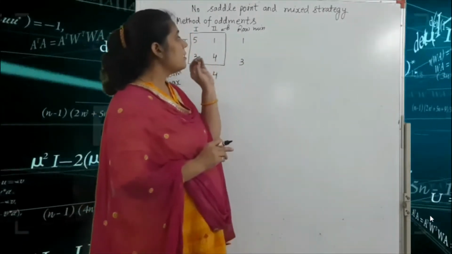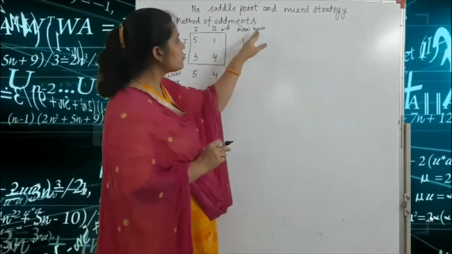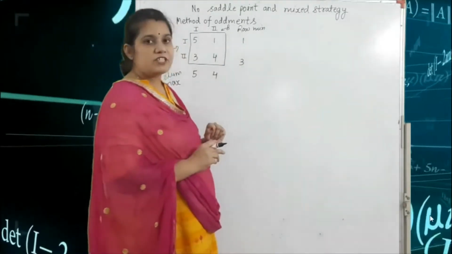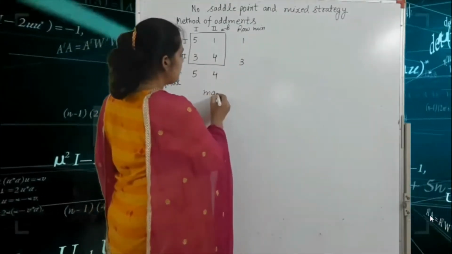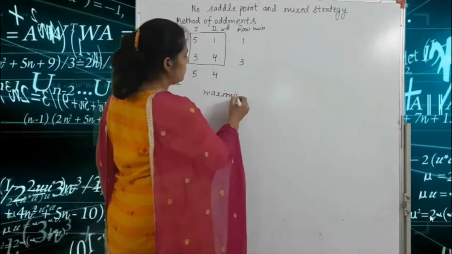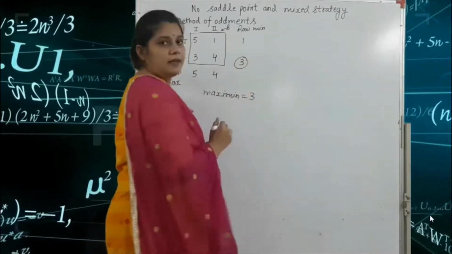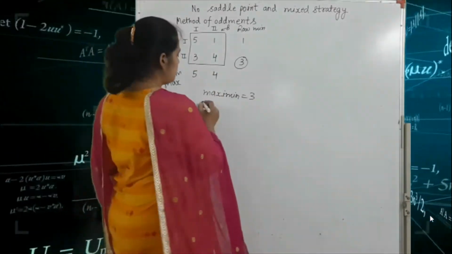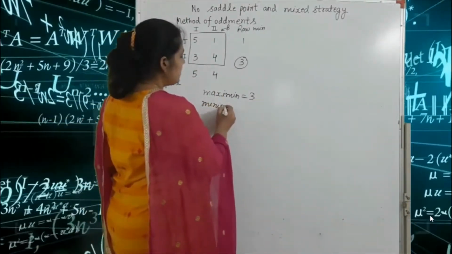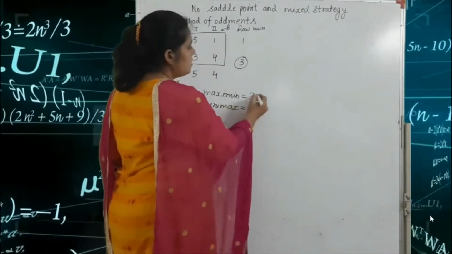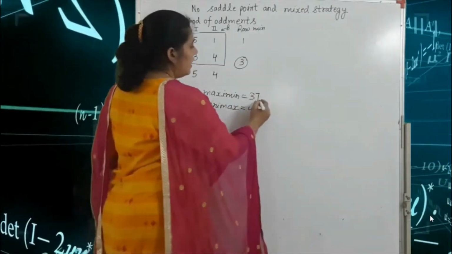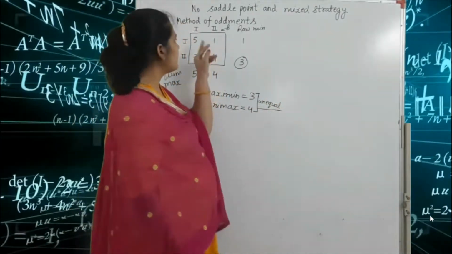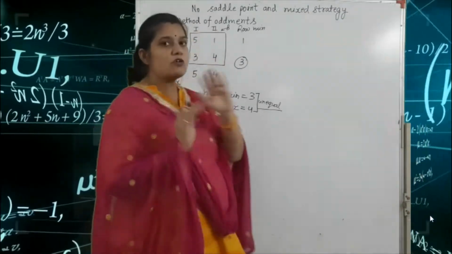We choose the maximum value in the row minimum. In the row minimum, the maximum value is 3. That means maximin is equal to 3. Got it? And in the column maximum, we choose the minimum value, so here we write minimax is equal to 4. So these two values are unequal. Then we can say that this question has no saddle point.